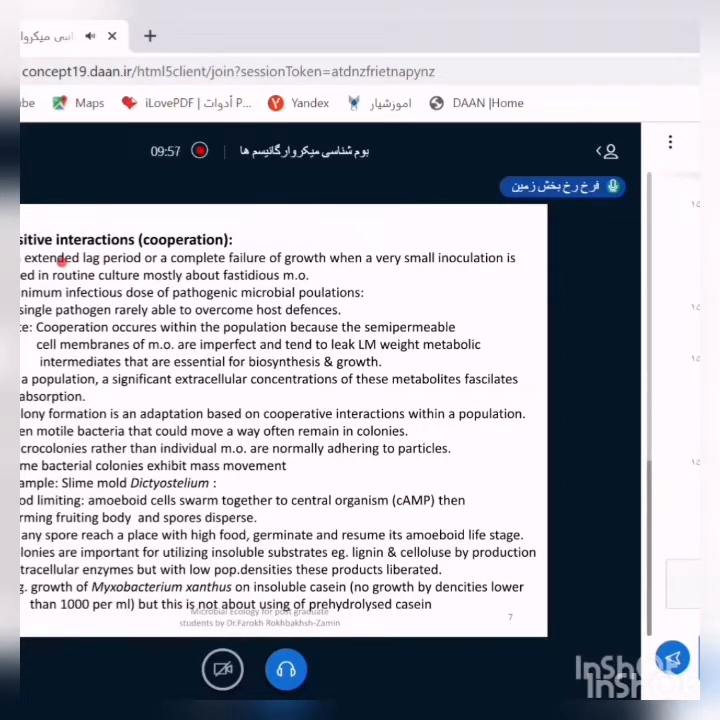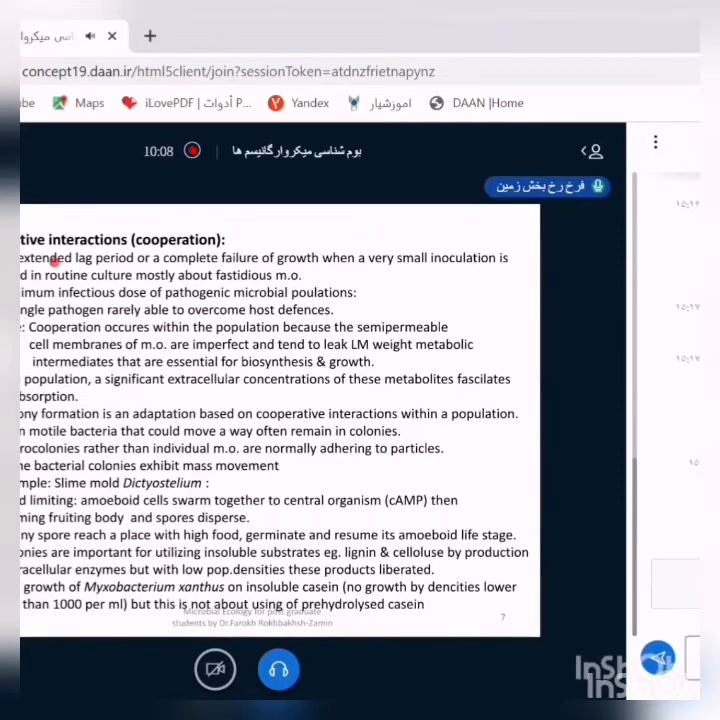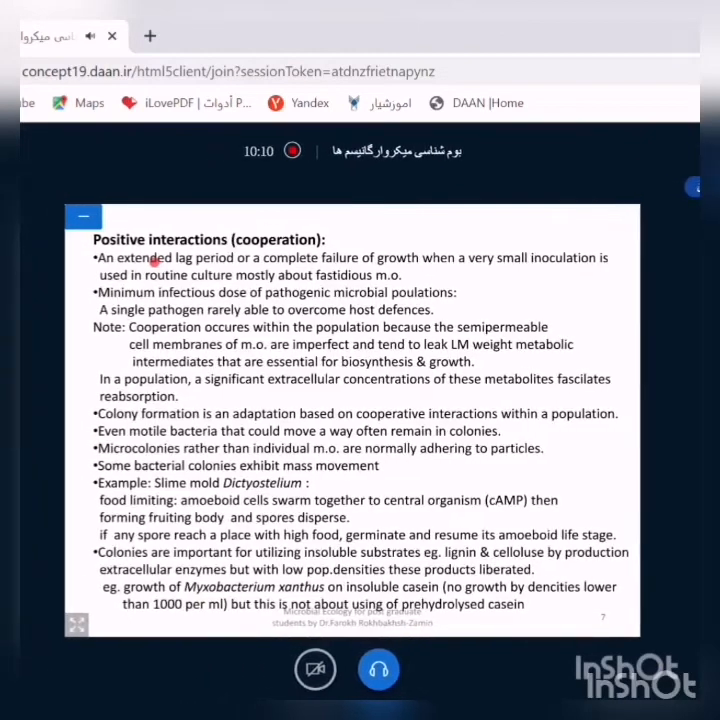Now we want to have some examples when we have only one population. For example, suppose there is one flask or there is one tube. Inside the flask or tube, we only have E. coli. All the members are E. coli. All are the same. There is no difference between them. So when food is sufficient, there is positive interaction or cooperation. We want to have some examples, in page number 7.